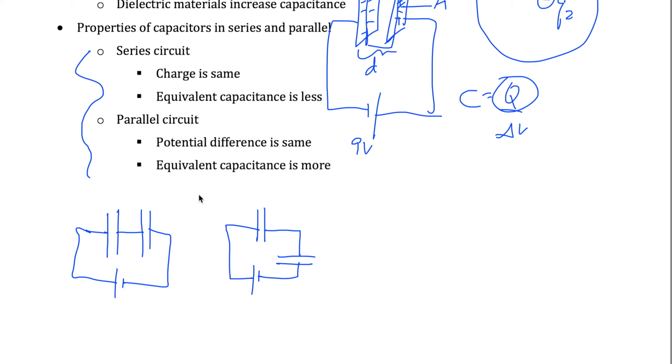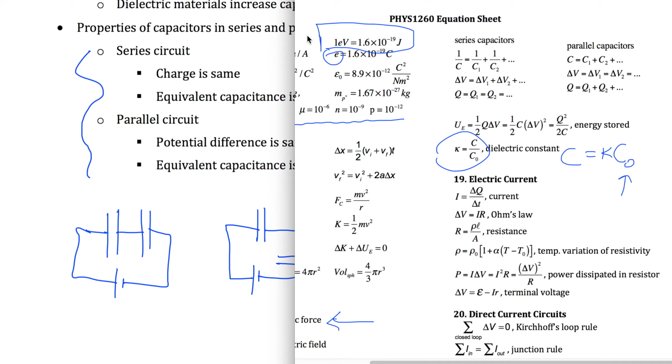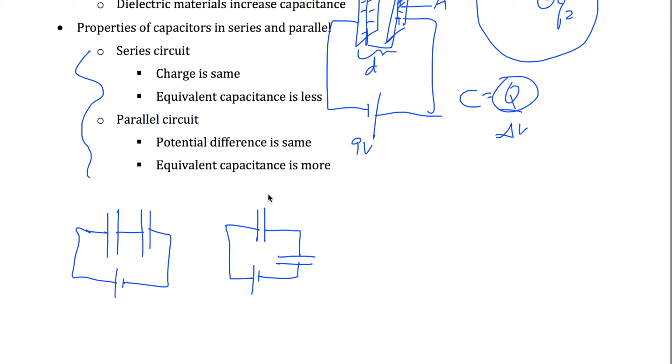So you need to be able to identify, if you are given a picture, are these in series or are these in parallel? And then you need to be able to apply these equations. The charge is the same on capacitors in series. So that means that if you know that this one is holding 100 microcoulombs of charge, then you know that this one here is also storing 100 microcoulombs of charge. They all store the same charge.